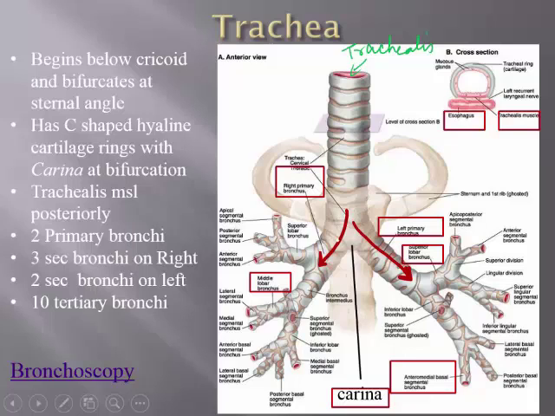This trachea bifurcates at the level of the sternal angle. And remember where the manubrium and the body of the sternum meet? That part was called the sternal angle, which is at the junction of T4 and T5 vertebrae. So the sternal angle corresponds posteriorly to the junction of the T4 and T5 vertebrae.